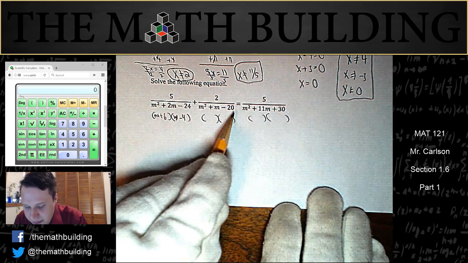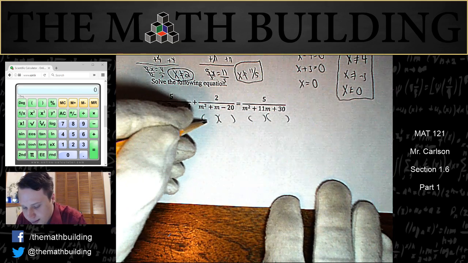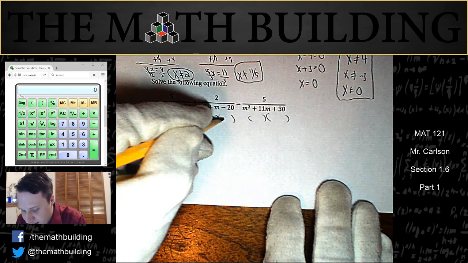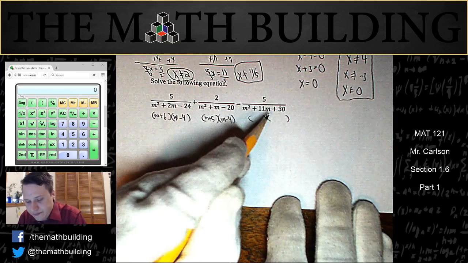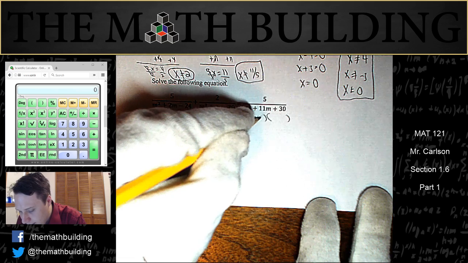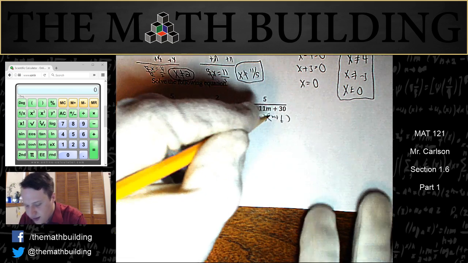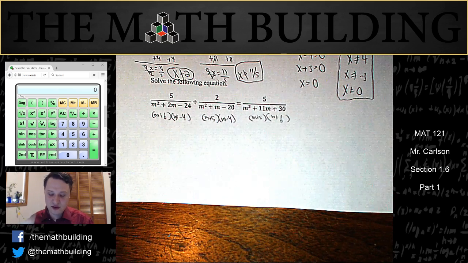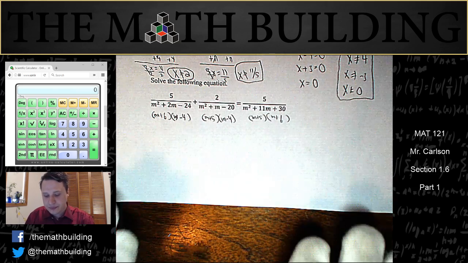I need two numbers that multiply to negative 20 and add up to positive 1. That would be m plus 5, m minus 4. And two numbers that multiply to 30 and add up to 11 will be m plus 5, m plus 6. You should practice this until you can do that as fast as I just did it.